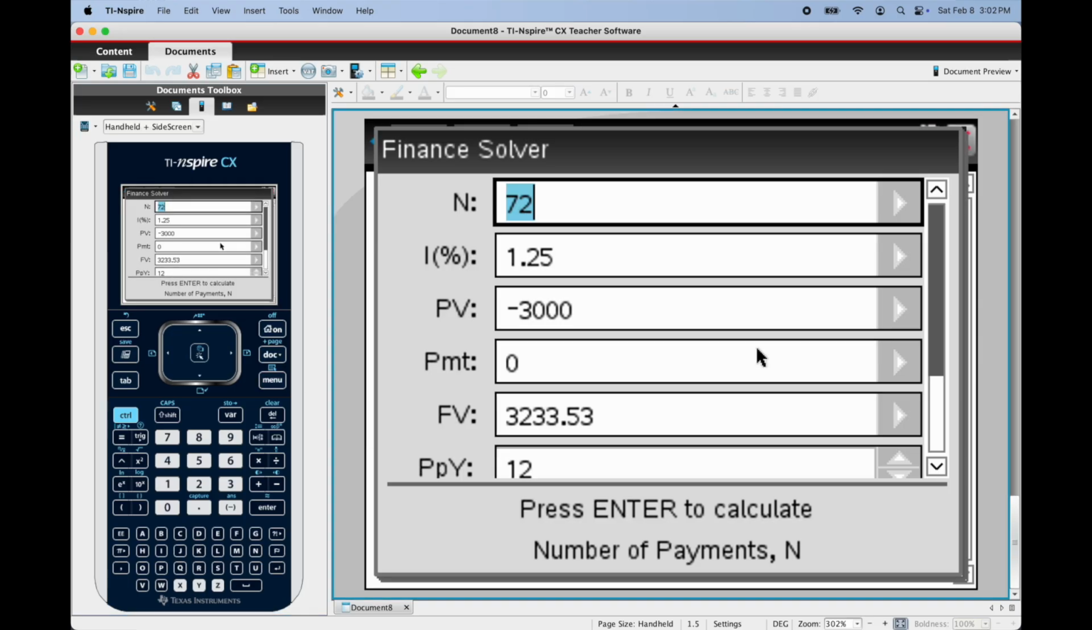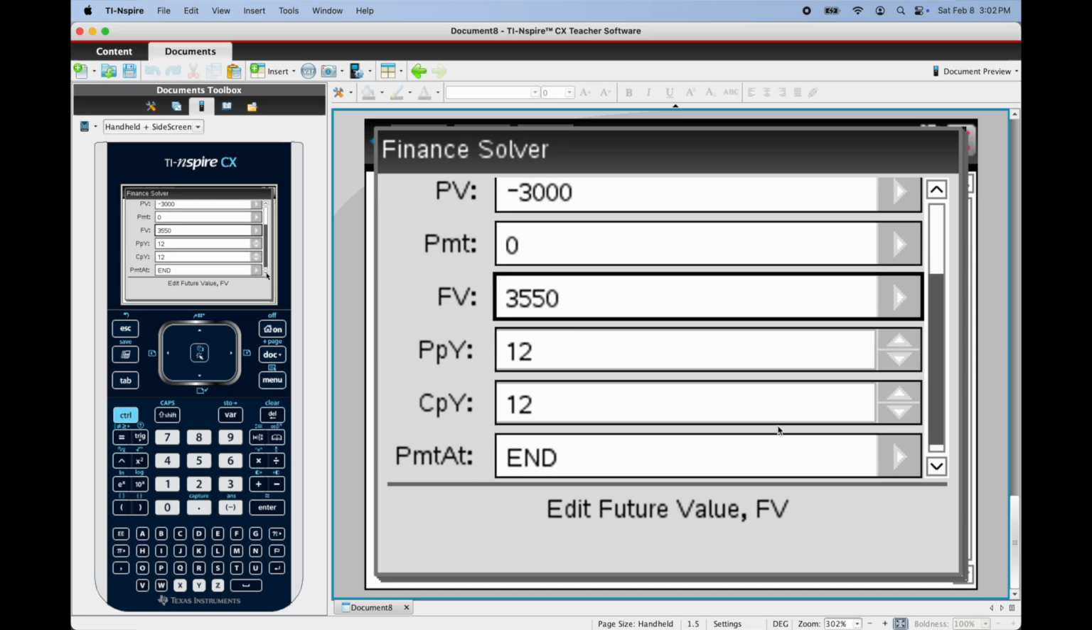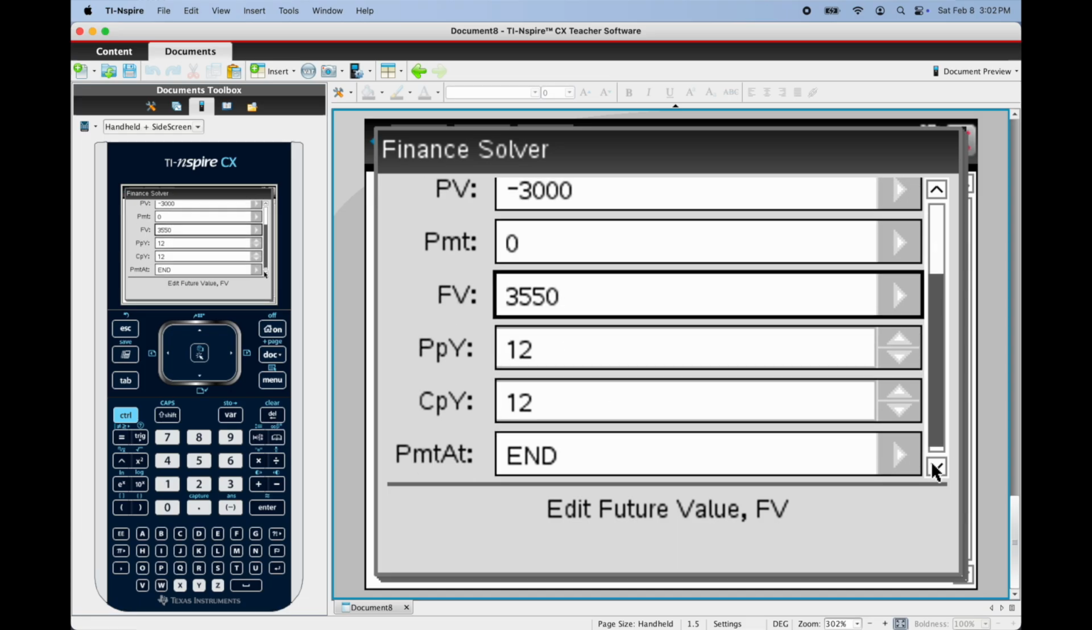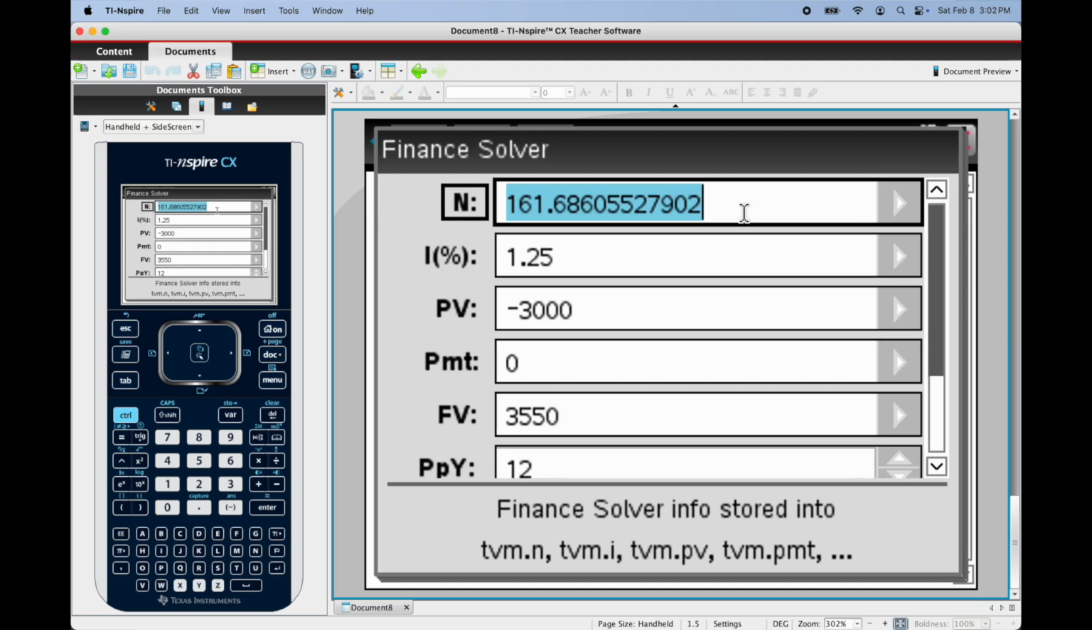So let's go financial solver. I guess one thing is it's nice it's set up for us again. So in this case, we don't know how long it'll take. Interest rate is still 1.25. Present value is 3,000. Payments is 0. The final value, she wants to have 3,550 in the account. Payments per year, 12. So I guess everything's set up for us nicely. Let's see the amount of time it would take.